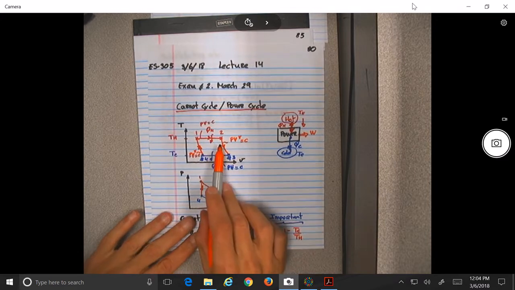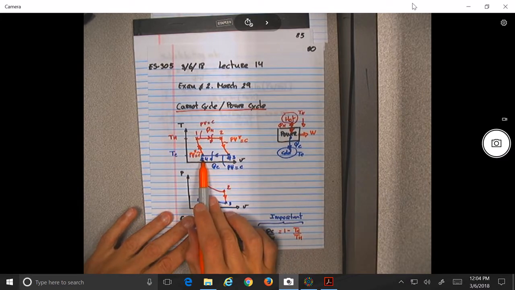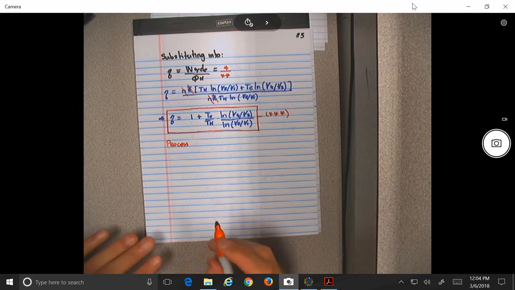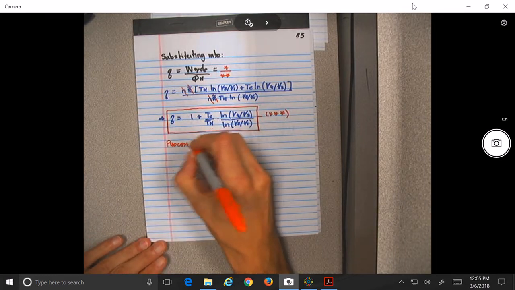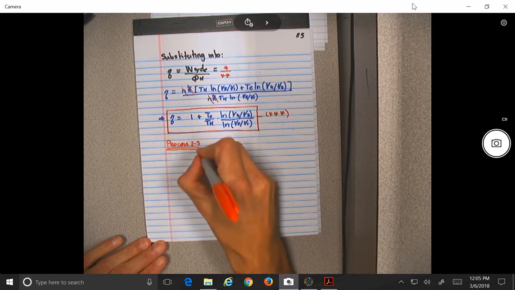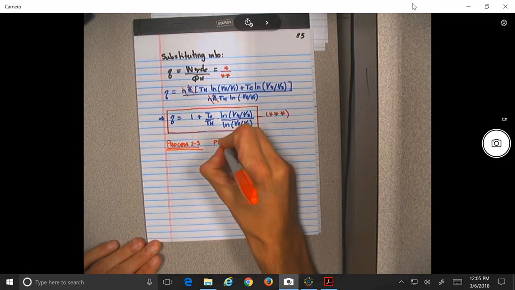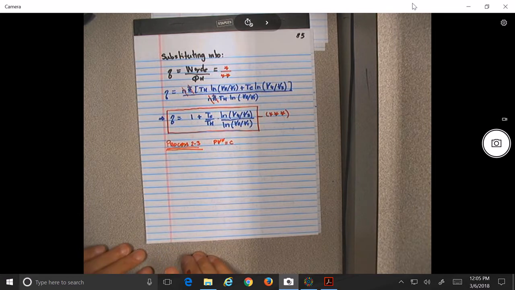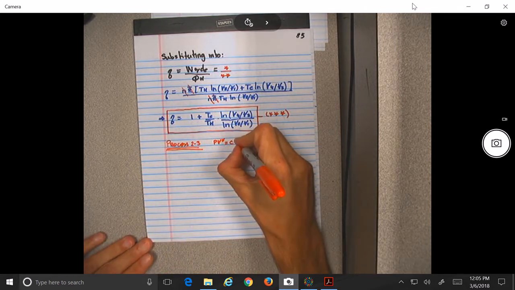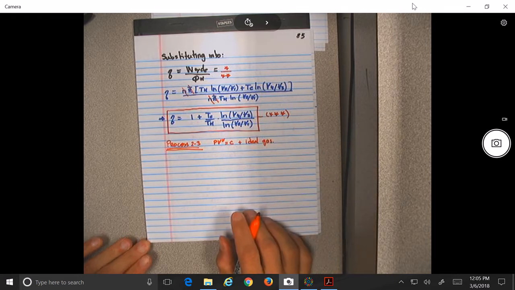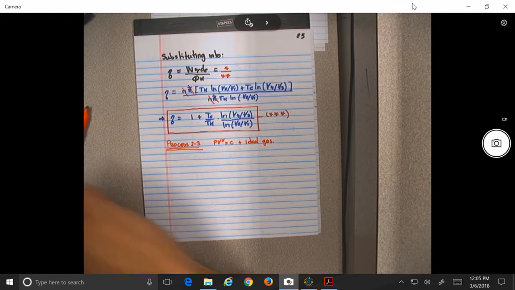So now we need to look at process 2, 3, and 1, 4, okay? Or 2, 3, and 4, 1. Okay? So let's look at process. So let's say process 2, 3. So what do we know about process 2, 3? One is that it is polytropic. Okay? So we know PV to the gamma is equal to this. Plus, we also know we are dealing with an ideal gas or substance. So if we use these two things, what can I write?